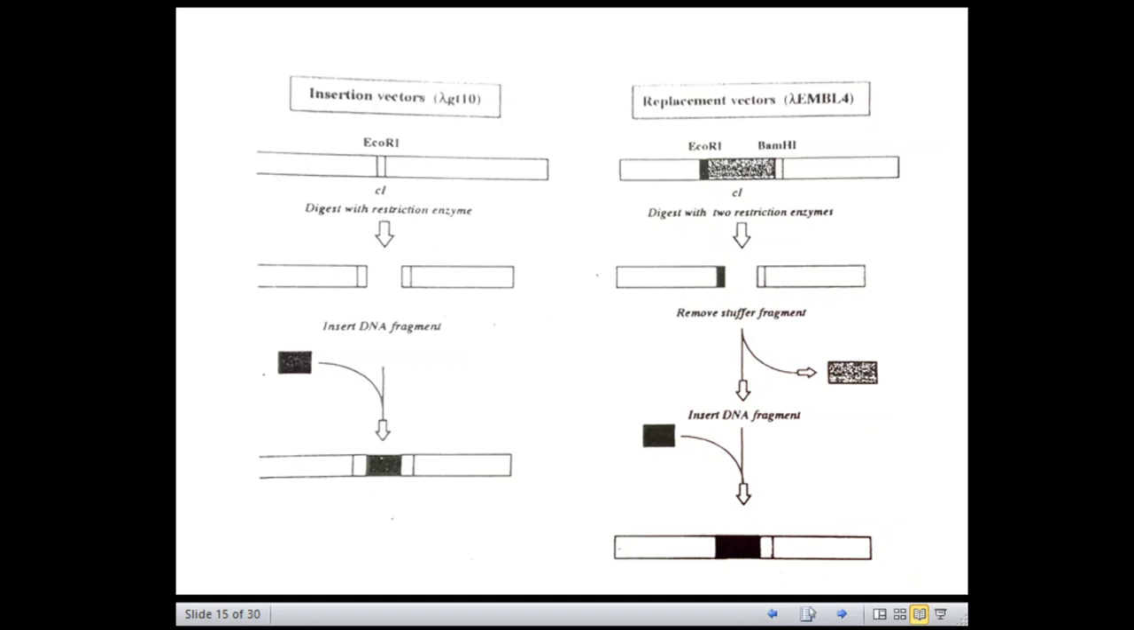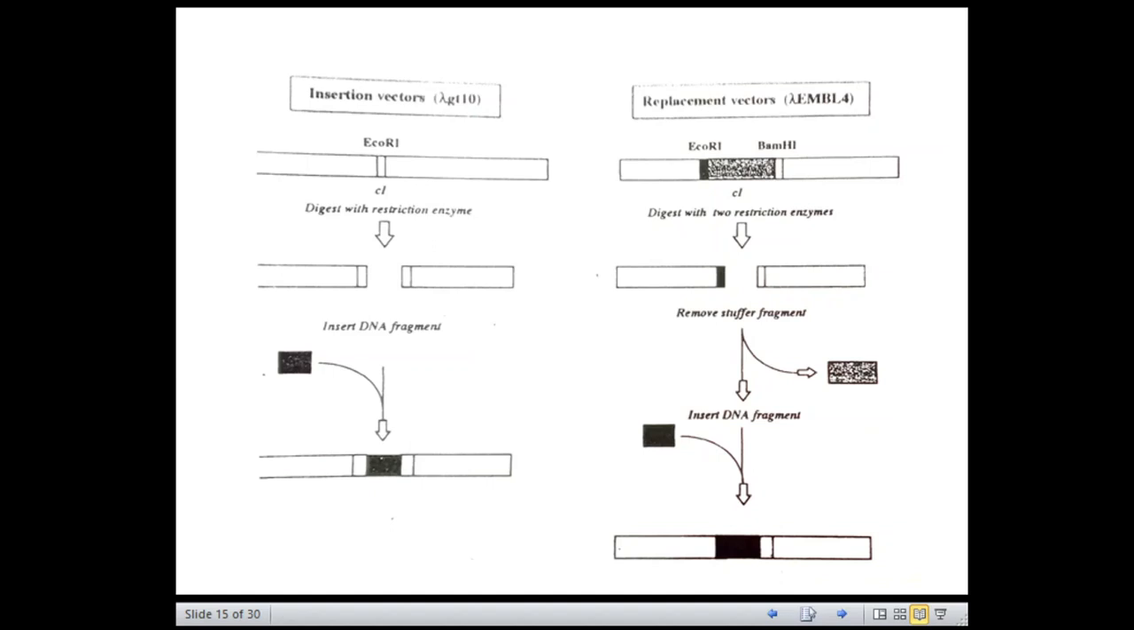In contrast to insertion vectors, in a replacement vector, a central region of DNA which is not essential for lytic growth is removed. We call it a stuffer fragment. How do you do that? By a double digestion with enzymes such as EcoRI and BamHI. The outcome, as you see in the figure, is two DNA fragments, and we call these DNA fragments the right arm and left arm.